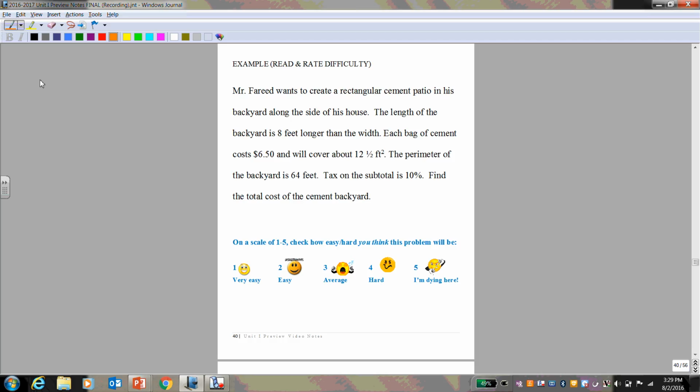Now, as I read this, I'd like you to simply rate it. Your very first gut reaction as I read it: number one, wow, this is super easy. Or was it 3, kind of average? Or as I read this, were you getting goosebumps on your arms and getting intimidated, like, I am dying here? Okay, so as I read this problem, what was your first gut reaction? You're not going to be graded one way or the other. Just circle which one of those emojis represents your emotions at this moment.